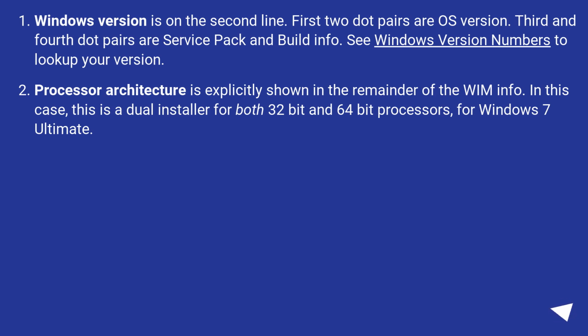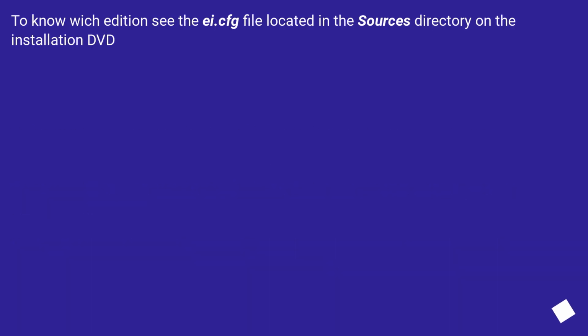Processor architecture is explicitly shown in the remainder of the WIM info. In this case, this is a dual installer for both 32-bit and 64-bit processors, for Windows 7 Ultimate. To know which edition, see the ei.cfg file located in the sources directory on the installation DVD.